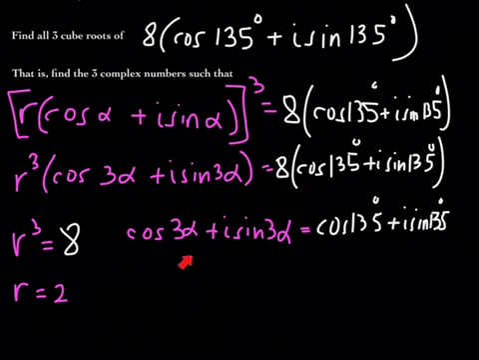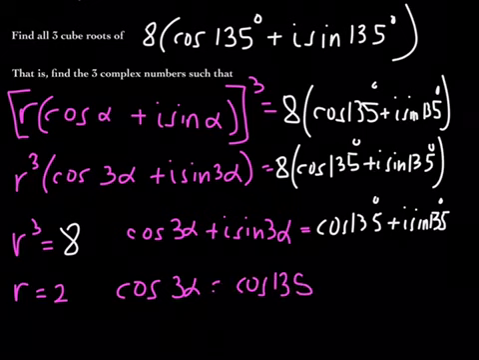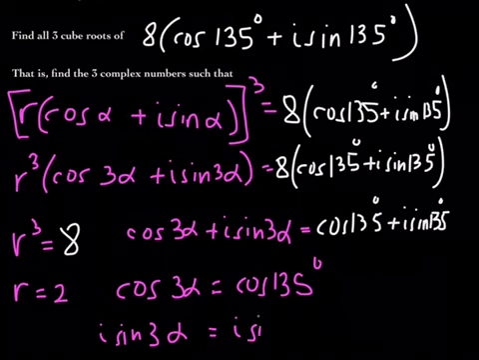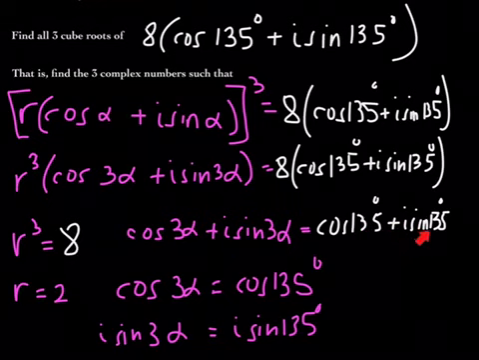So we have cosine 3 alpha plus i sine 3 alpha equal to cosine 135 degrees plus i sine of 135 degrees. Furthermore, we can take this even further and say this is only true if cosine of 3 alpha is equal to cosine of 135 degrees, and i sine of 3 alpha must be equal to i sine of 135 degrees.